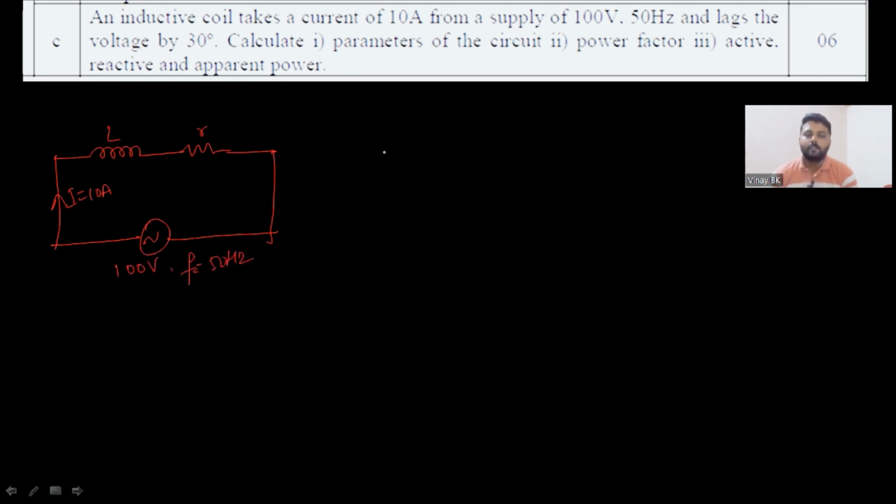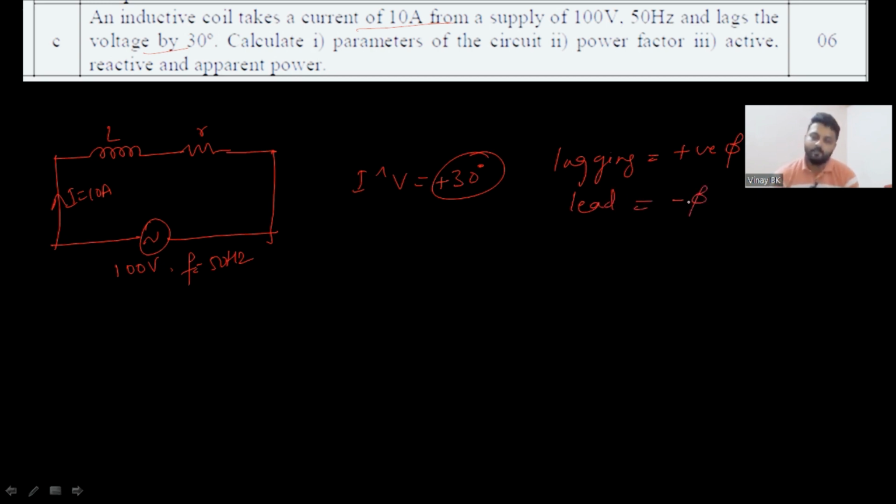And they have given that the current lags the voltage by 30 degrees. That is, the angle between current and voltage is 30 degrees, plus 30 because of the lagging current. If there is the word lagging, the angle becomes positive. If the word is leading, that will be negative, just for your reference. And they asked you to find the parameters of the circuit. So what are the parameters? L and R you need to find.